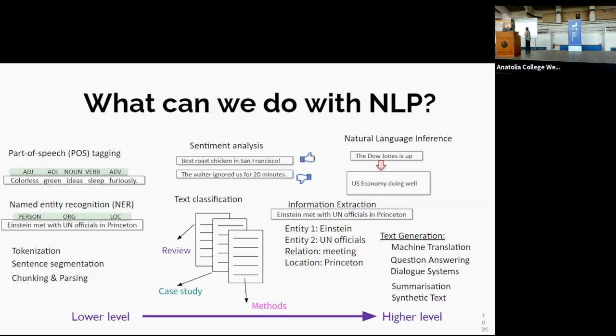Kind of broadly, there are these more low-level tasks and higher-level tasks, and things like text generation, where we have summarization and dialogue systems, are part of the higher-level applications in NLP.